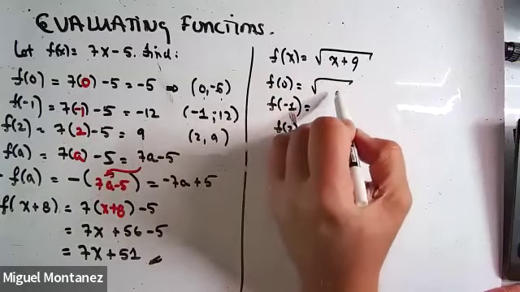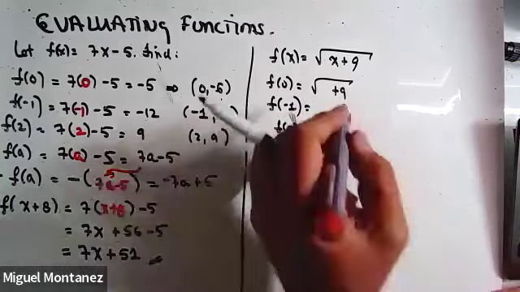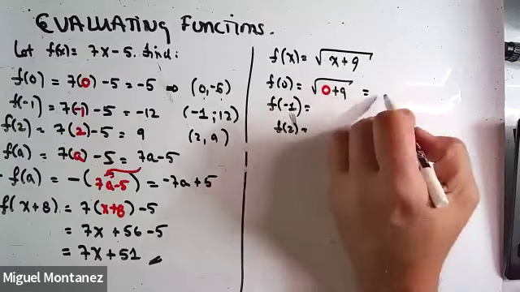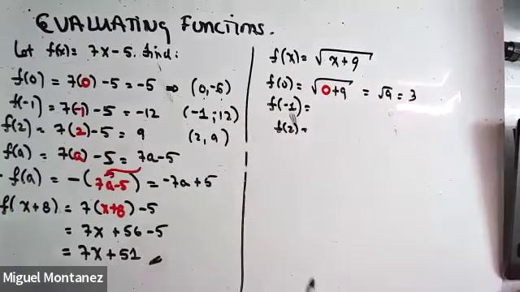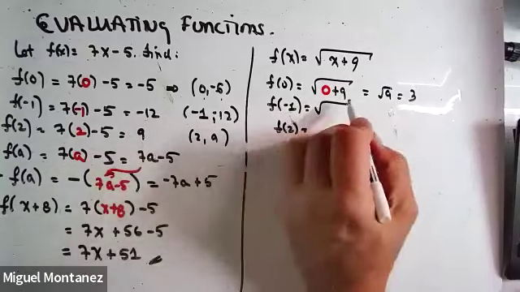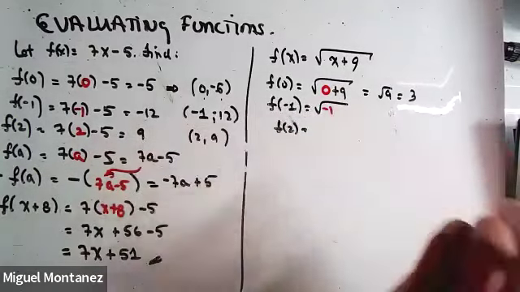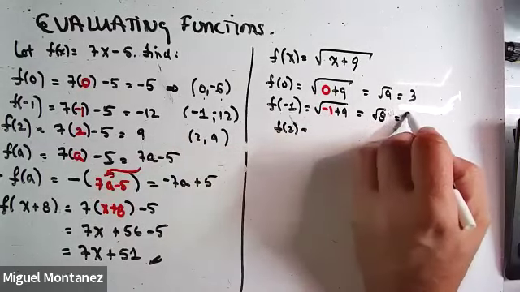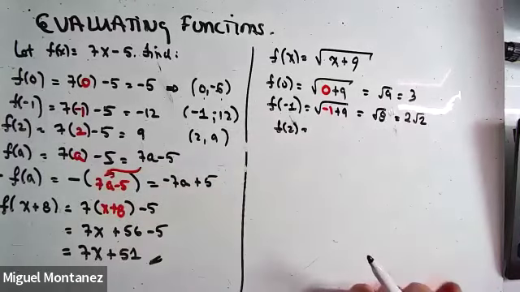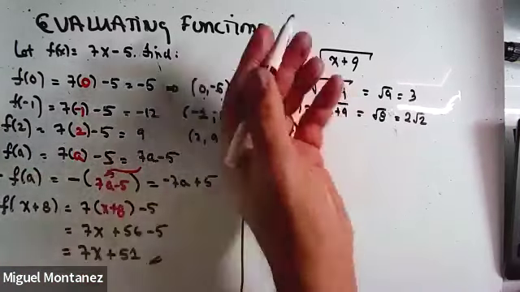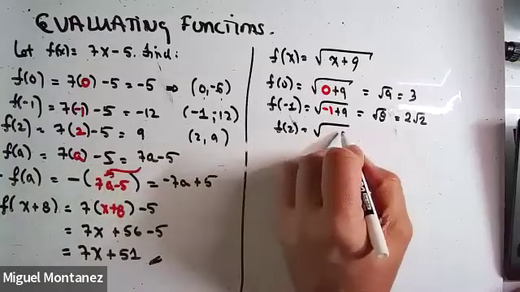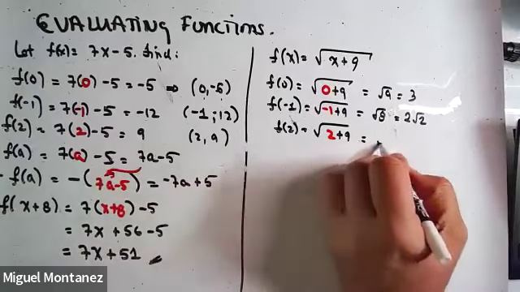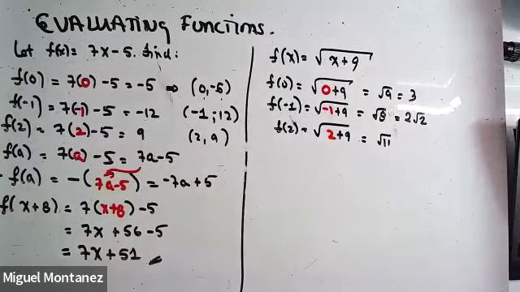So it will be the square root of 0 plus 9, which is 9. The square root of 9 will be, of course, 3. We input the negative 1, same thing. Negative 1 plus 9, that will be the square root of 8, which is 2 radical 2. F of 2, you simply plug in 2, and 2 plus 9 is 11. And we leave it like that. 11 is a prime number.